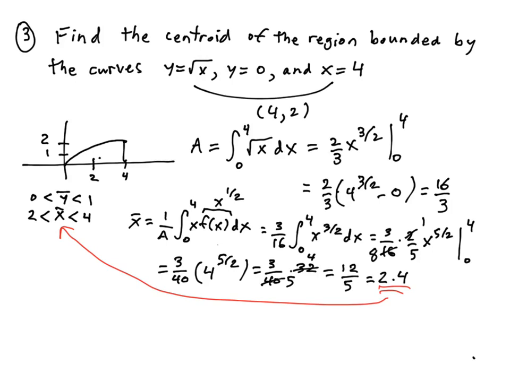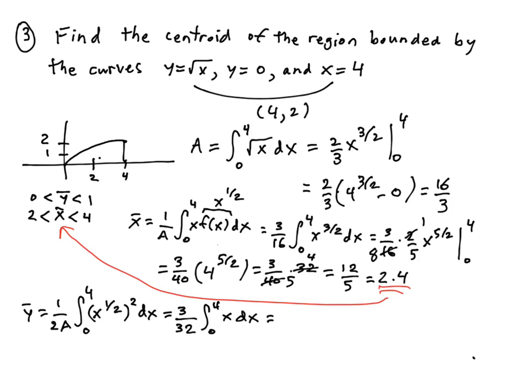Next, how about y bar? Y bar, remember that formula is 1 over 2a times the integral from 0 to 4. This time we're going to take the function, which is x to the 1/2, and we're going to square it. So twice the area is 32/3, but we're going to do the reciprocal, so that's 3 over 32. And we're going to integrate from 0 to 4, and we just have an x there after squaring it.